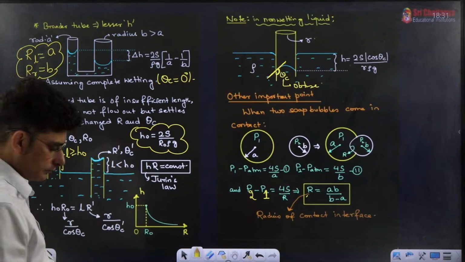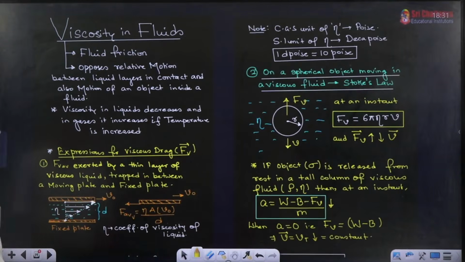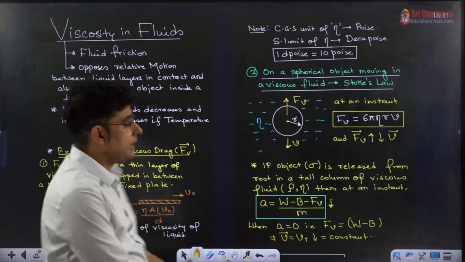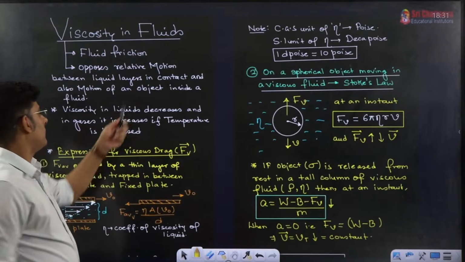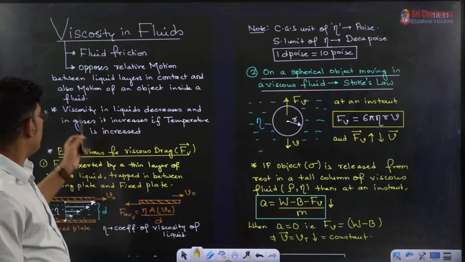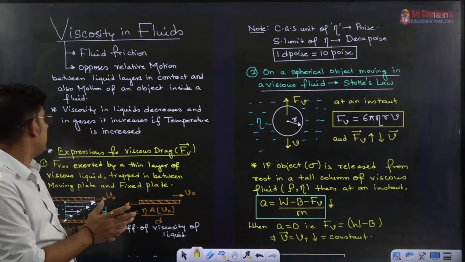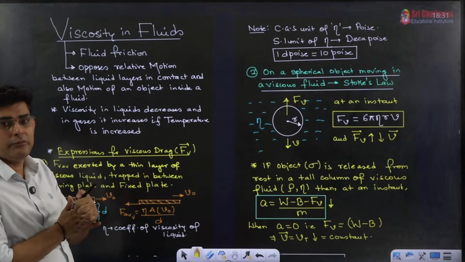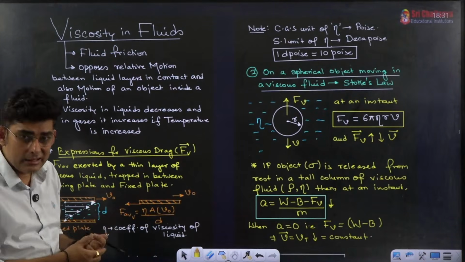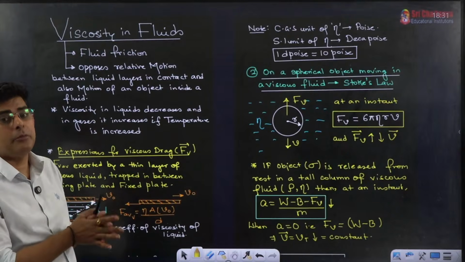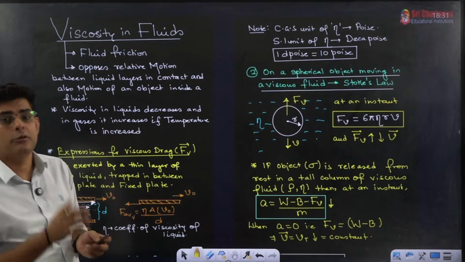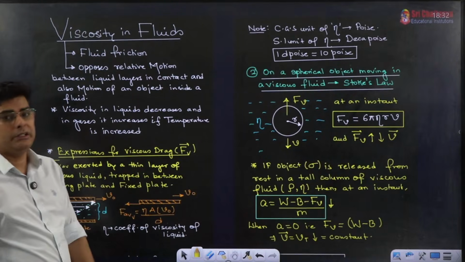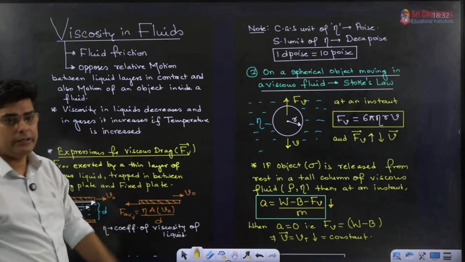Next, okay, final topic we come to, viscosity. Viscosity is nothing but fluid friction. It opposes the relative motion between liquid layers in contact, and it also opposes the motion of any object inside the liquid. Now, viscosity in liquids decreases if you increase the temperature. The liquid layer cohesion will decrease, so viscosity here decreases. But in case of gases, there will be more collisions due to increasing temperature, so it will provide greater resistance, that means viscosity will increase. In gases, the viscosity will increase if temperature rises, in liquids it will decrease.